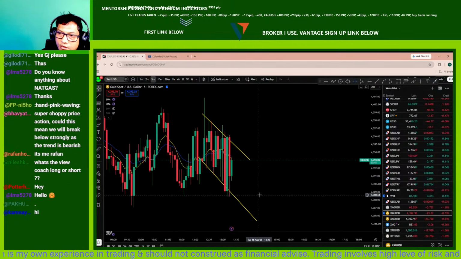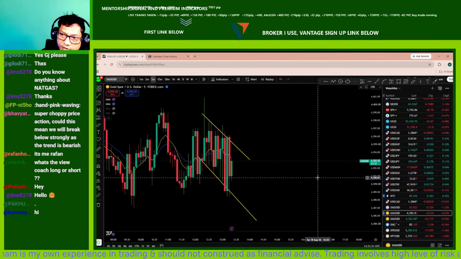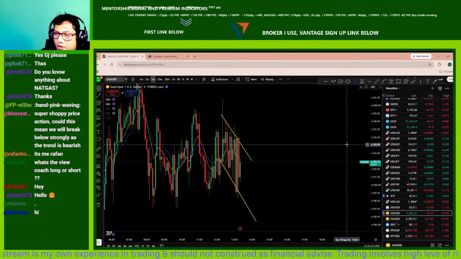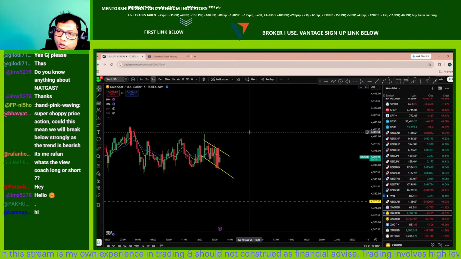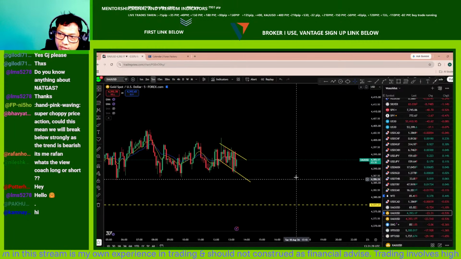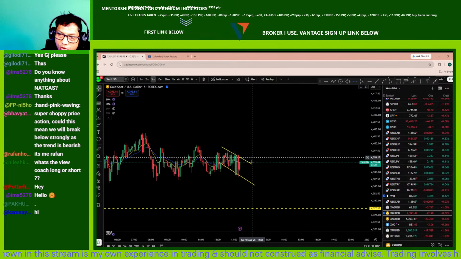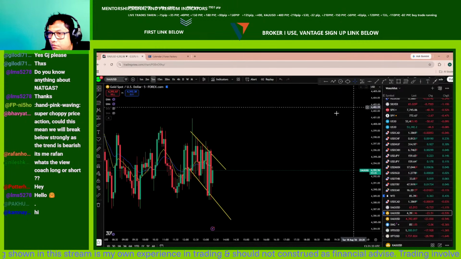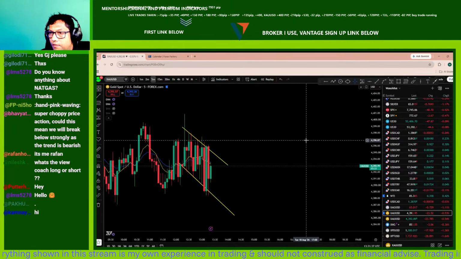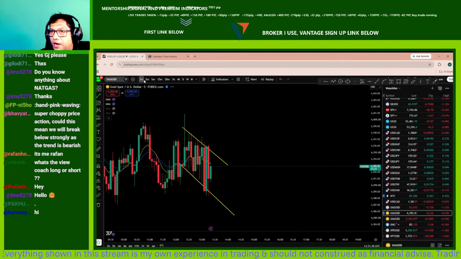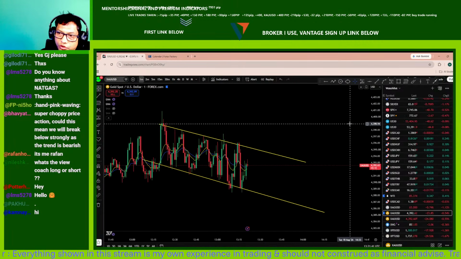So here you can see that red green is just moving in an entirely complete consolidation in this area that you can see along this area. And it's going to break out in one direction for sure.